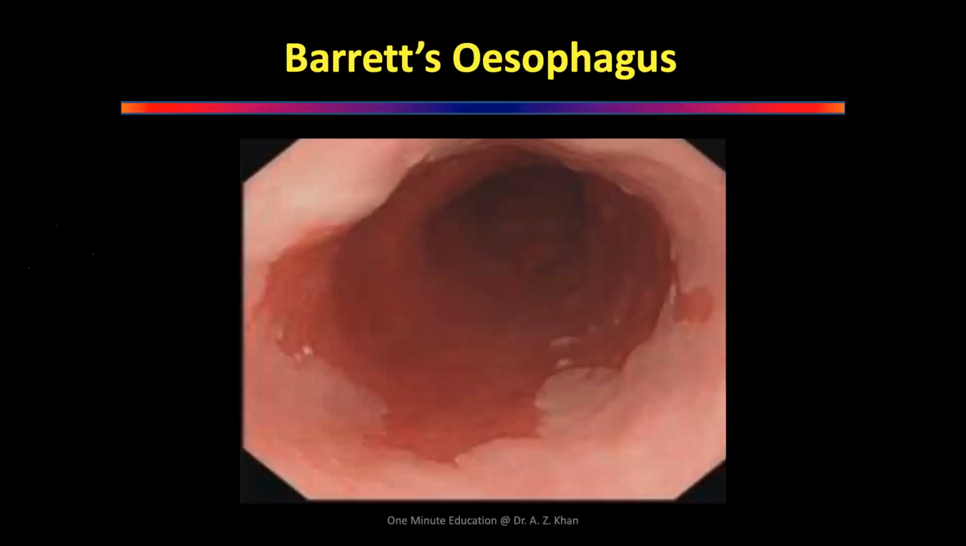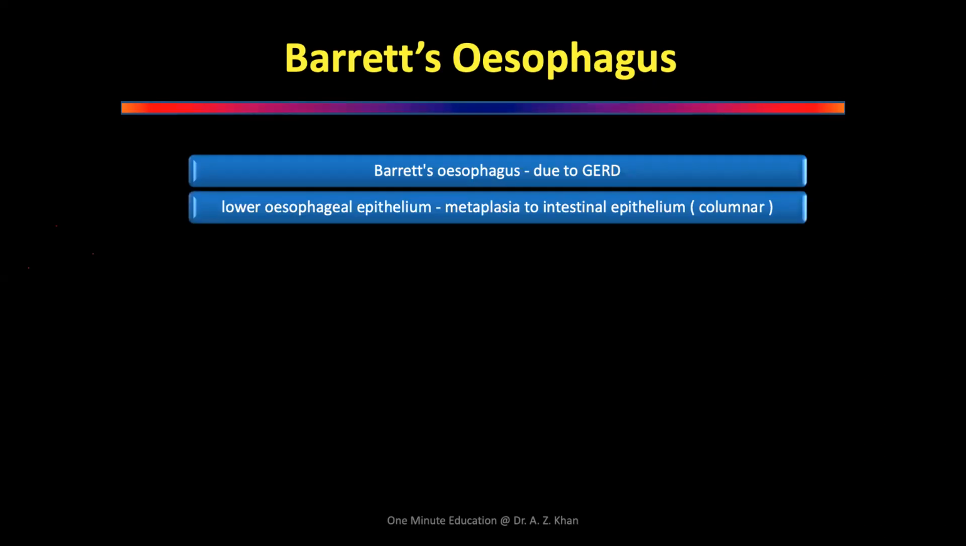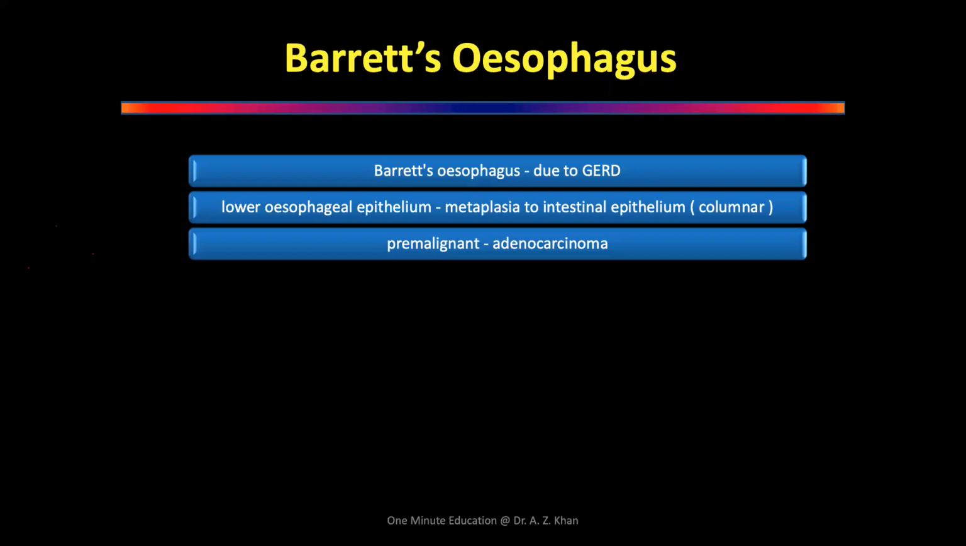Okay, that's Barrett's esophagus. So Barrett's esophagus is usually seen in gastroesophageal reflux disease. The lower esophageal epithelium undergoes metaplasia, the intestinal epithelium. Okay, it is a pre-malignant condition. That's the other thing you should have written in your notes.